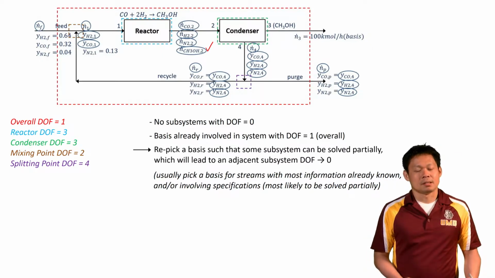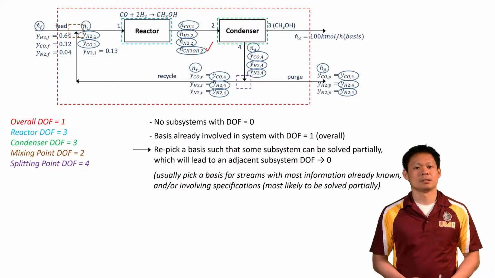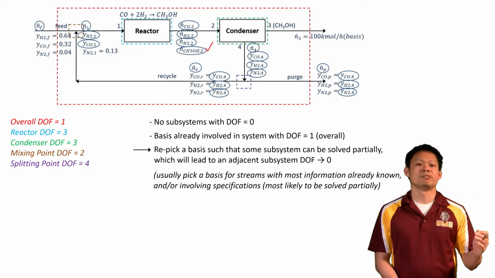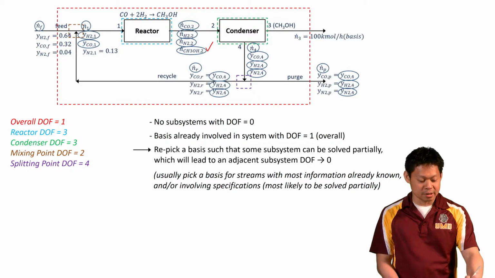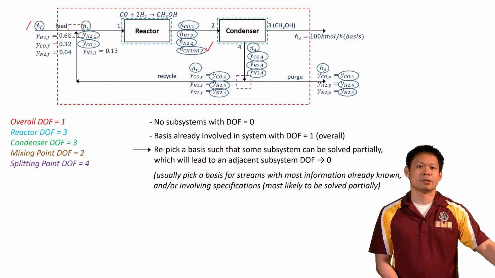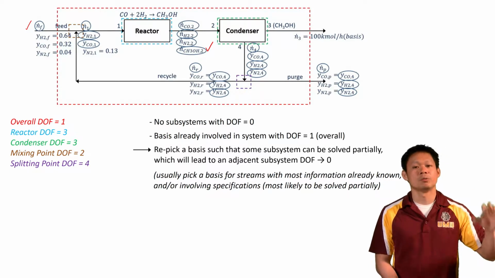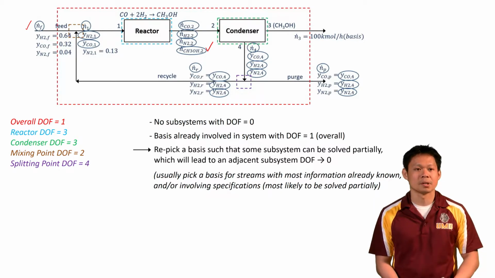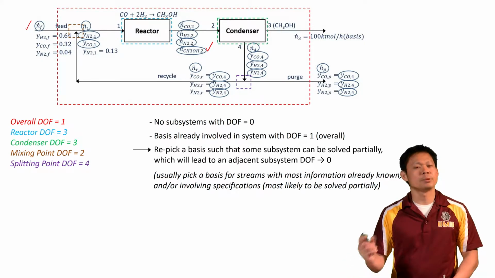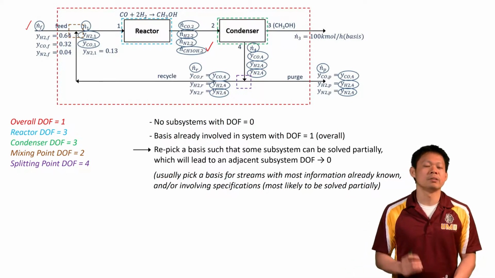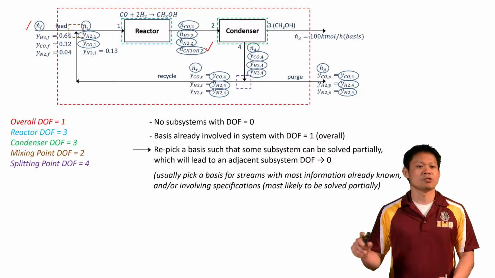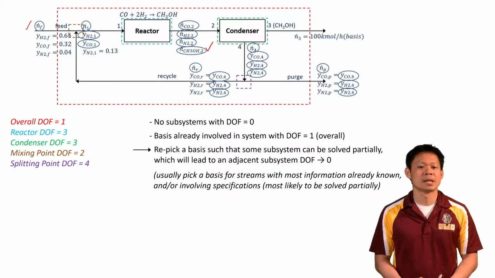Where do we pick the basis? Some key strategies to think about: you want to repick a basis in a stream where you already have most of the information given. So for example, in this case, you might think about NF down here because we already know the compositions. If we pick a basis over there, we know every single piece of information in that stream, which usually will be helpful in some way. The other thing to think about is that specifications are usually simple equations that involve very few unknowns. So if you repick a basis that involves a specification, that generally allows you to solve for the specification right away, and so you can solve some particular system partially.